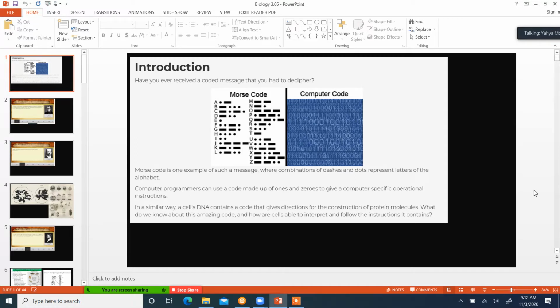So does anyone know how many different types of nitrogenous bases we have in DNA? Anyone remember? We're going to talk about it, but does anyone remember how many different types? Four, right? So you have A, G, C, and T: adenine, guanine, cytosine, and thymine, right? So these are four things. You only have four different things, okay?